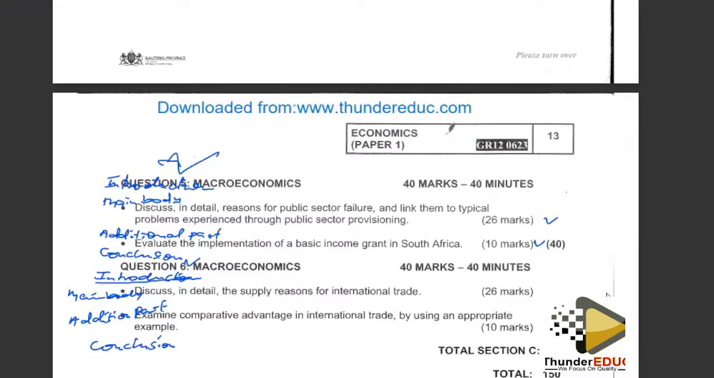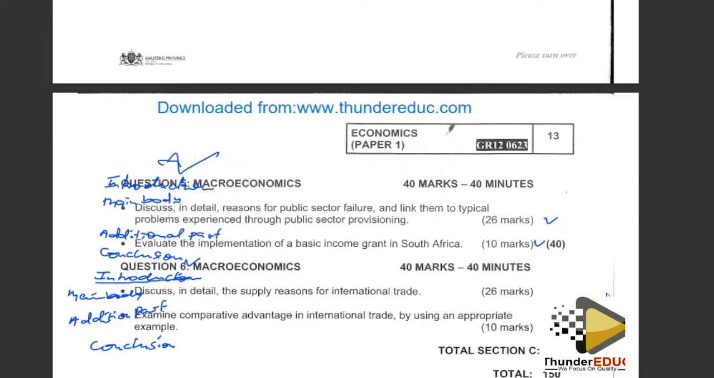The introduction can be: public sector failure occurs when government intervention fails to meet the desired outcome, making the existing economic situation worse. I'll say it again for the introduction. You can say public sector failure occurs when government intervention fails to meet the desired outcome, making the existing economic situation worse. Okay, right. So now let's check the main body.